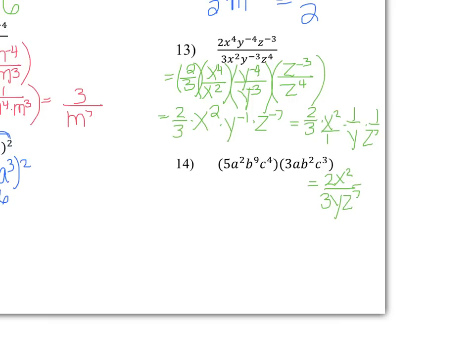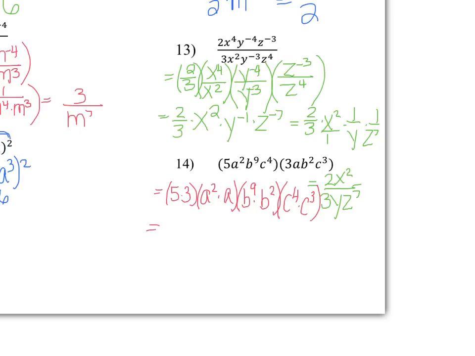And finally, question 14. For this one, we're going to group all of our numbers together, so 5 times 3. We're going to group our a's together, so a squared times a. Our b's, so b to the 9th times b squared. And finally, c to the 4th times c to the 3rd, our c's.